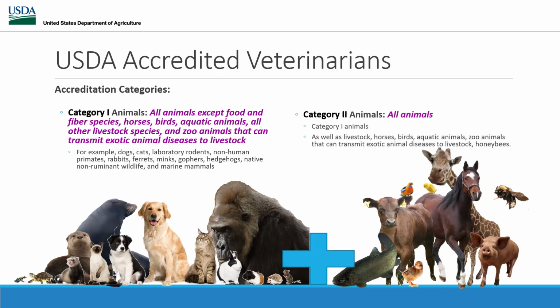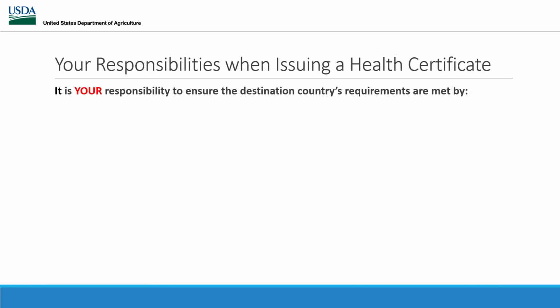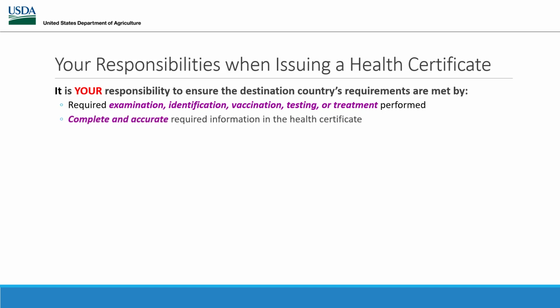Whereas Category 2 accredited veterinarians can work with all species, including the ones Category 1 accredited veterinarians can and cannot work with. What this means to you is that it is your responsibility to ensure you follow regulations to only certify an animal once it is compliant with the destination country's requirements. This is accomplished by performing any examination, identification, vaccination, testing, or treatment required by the destination country, by completely and accurately recording those aforementioned requirements in the version of the health certificate required by the destination country, and ensuring those requirements and the issuance of the health certificate is within the time frame required by the destination country.